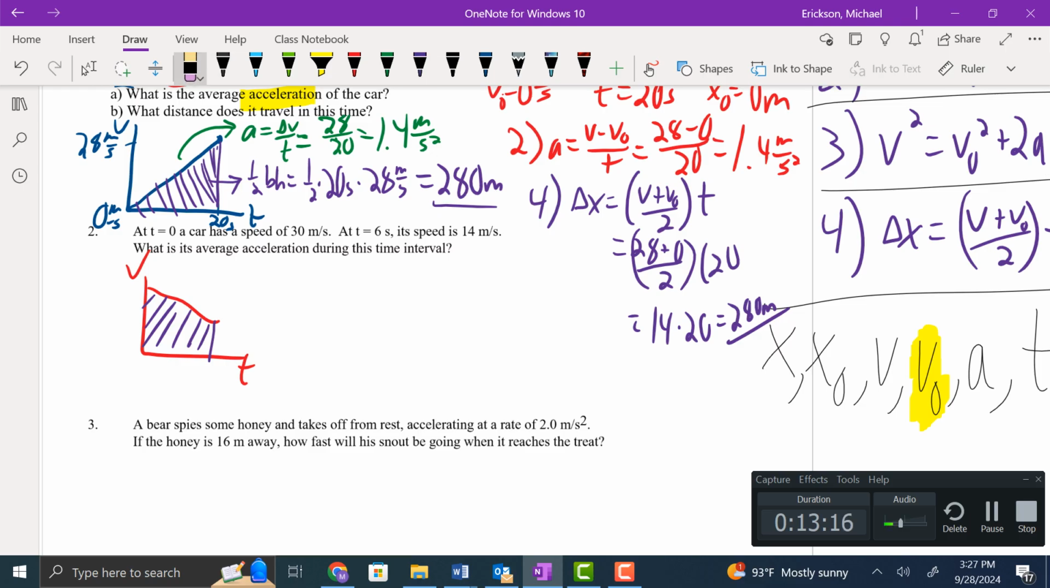And before I send you off, I'll draw this graph for you. So I have a car that starts at a speed of 30 meters per second, and it ends at 14 meters per second. And this takes 6 seconds. So I'll let you guys decide how you want to solve this, and I'll see you next video, and we'll solve this problem.